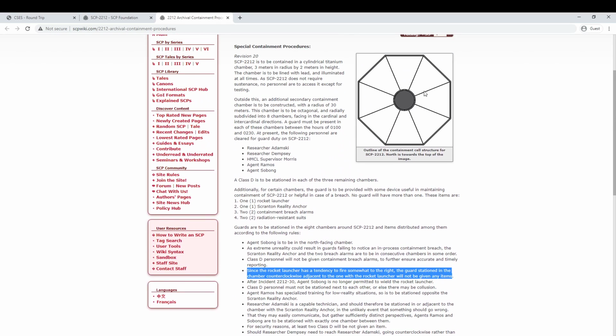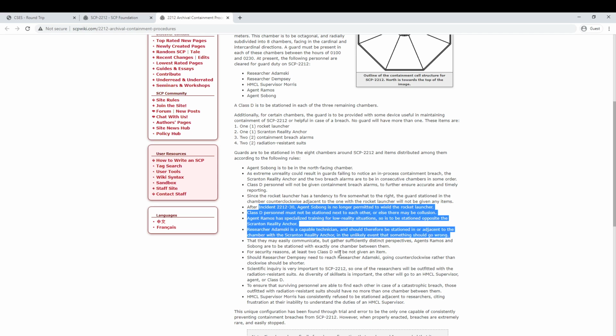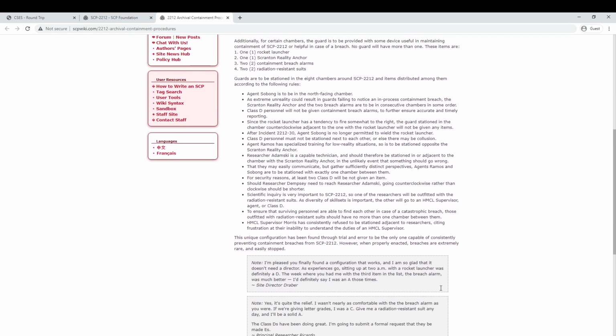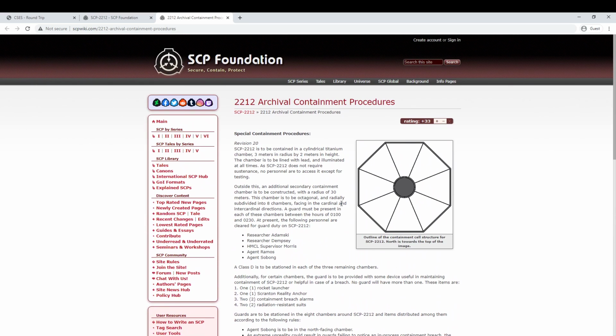3 of our people are nameless Class D personnel who we can't give any alarms. The chamber counterclockwise, so this way, of the rocket launcher cannot have any items, because apparently we're going to need to kill that person. Sobong cannot have the rocket launcher. Anyway, there are all these clues, and supposedly they give a unique configuration, which we're actually going to verify.